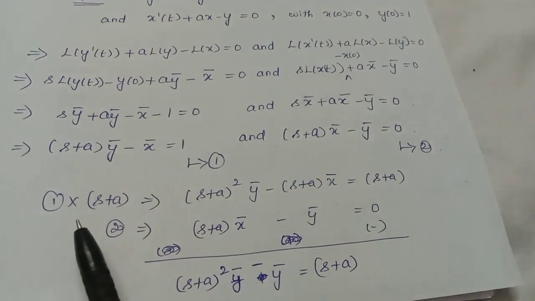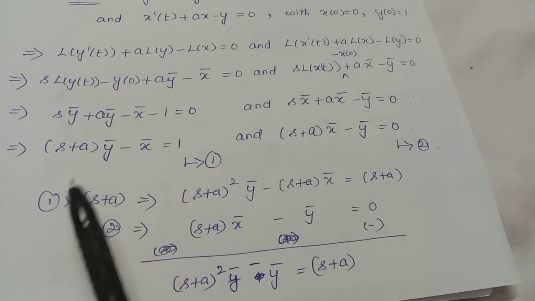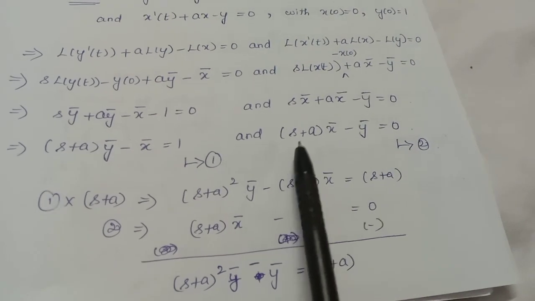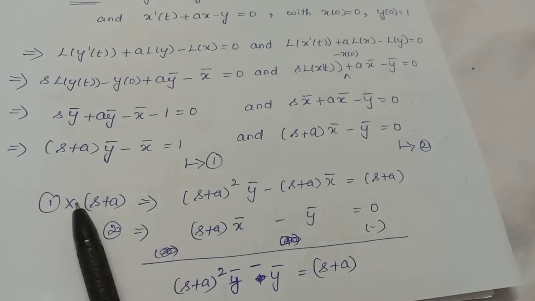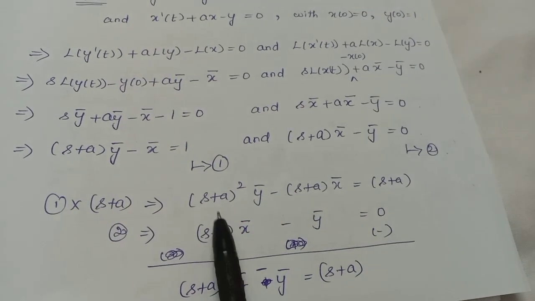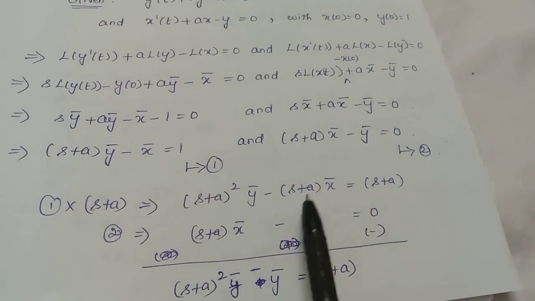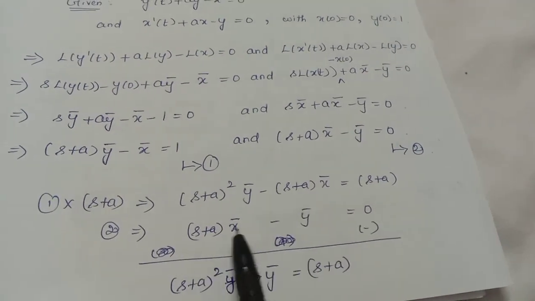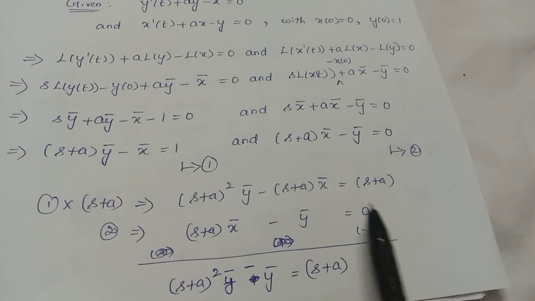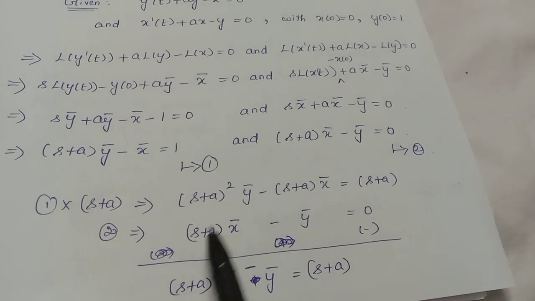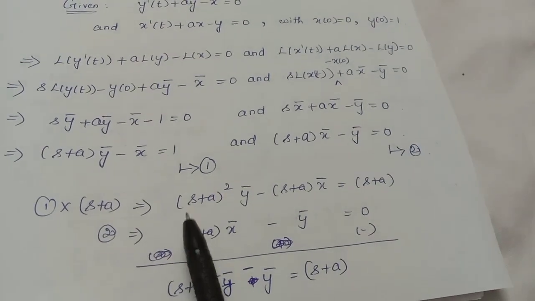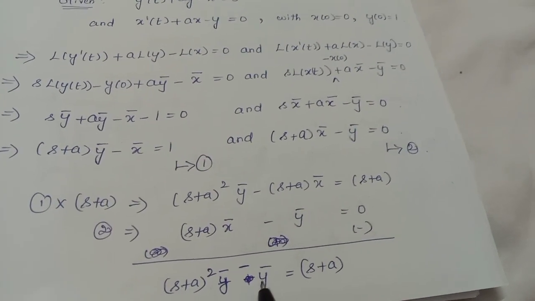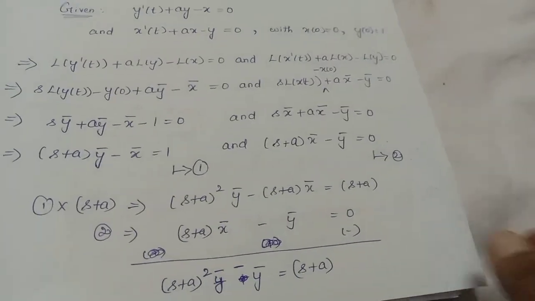Okay, the first step, I am going to remove x bar. So if I want to remove x bar, here its coefficient is minus 1, here it is s plus a, no? So multiply the first equation by s plus a. So what do you get? S plus a the whole square into y bar minus s plus a into x bar equal to s plus a. Take the second equation as it is. So s plus a into x bar minus y bar equal to 0. Just add the equations because they are of opposite signs, no? So they will get cancelled. So what you get? S plus a the whole square y bar minus y bar equal to simply s plus a.